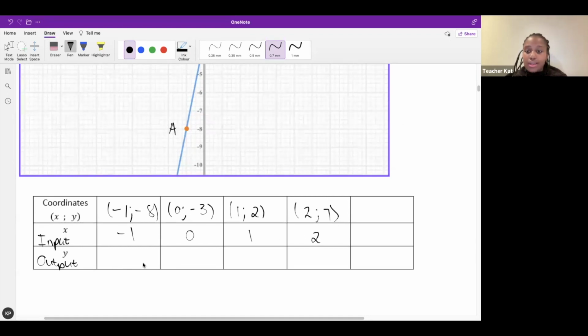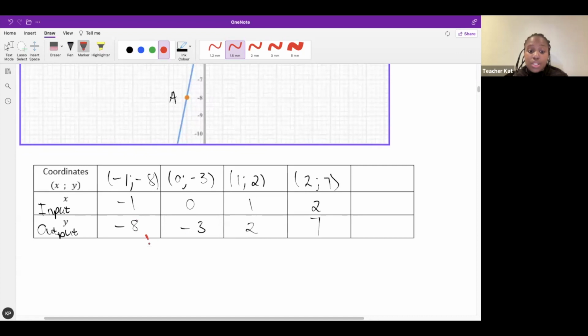Output for point A, -8. Point B, nice, -3. Point C, 2. And point D, 7. So let's look at what my multiplier is here. What is my multiplier here? I'm going from -8 to -3, -3 to 2, and 2 to 7. Plus 5. Do you guys remember what we said the multiplier was in the previous lesson?